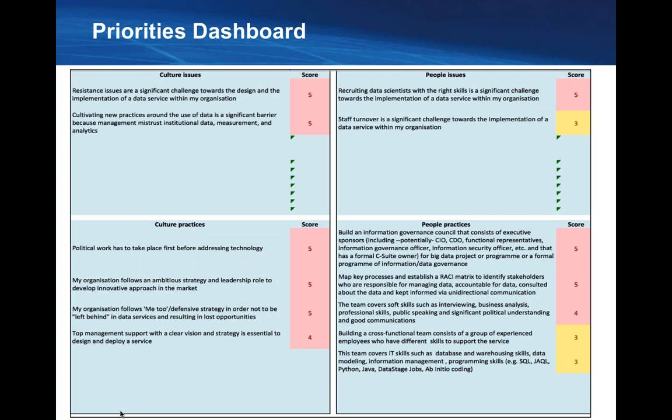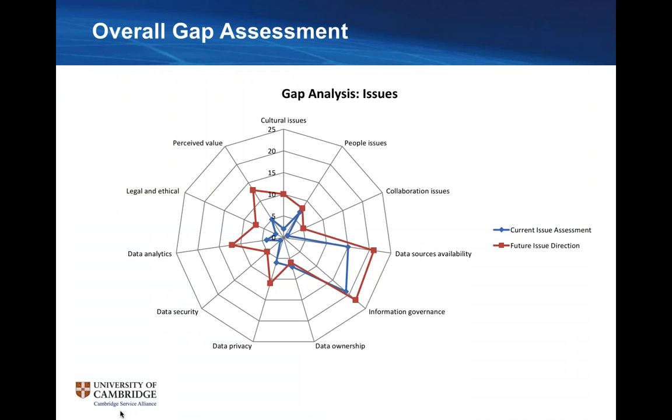Also, this is the overall gap assessment. So this is a spider diagram. This is the second analysis. You can see in that diagram, there is a problem of perceived value, because the gap between the current issues assessment and the future issues direction is quite high. So now there is a question to follow up with the people who are going to sponsor this assessment: how can we lower this gap specifically?